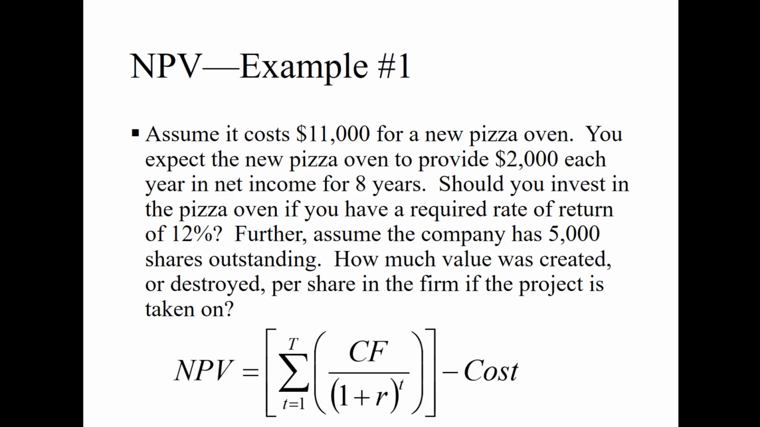So here we have our first example. Assume it costs $11,000 for a new pizza oven, and you expect the pizza oven to provide $2,000 each year in net income for 8 years. We want to know if you should invest in that pizza oven if you have a required rate of return of 12%, and then we'll calculate some per share data as well.